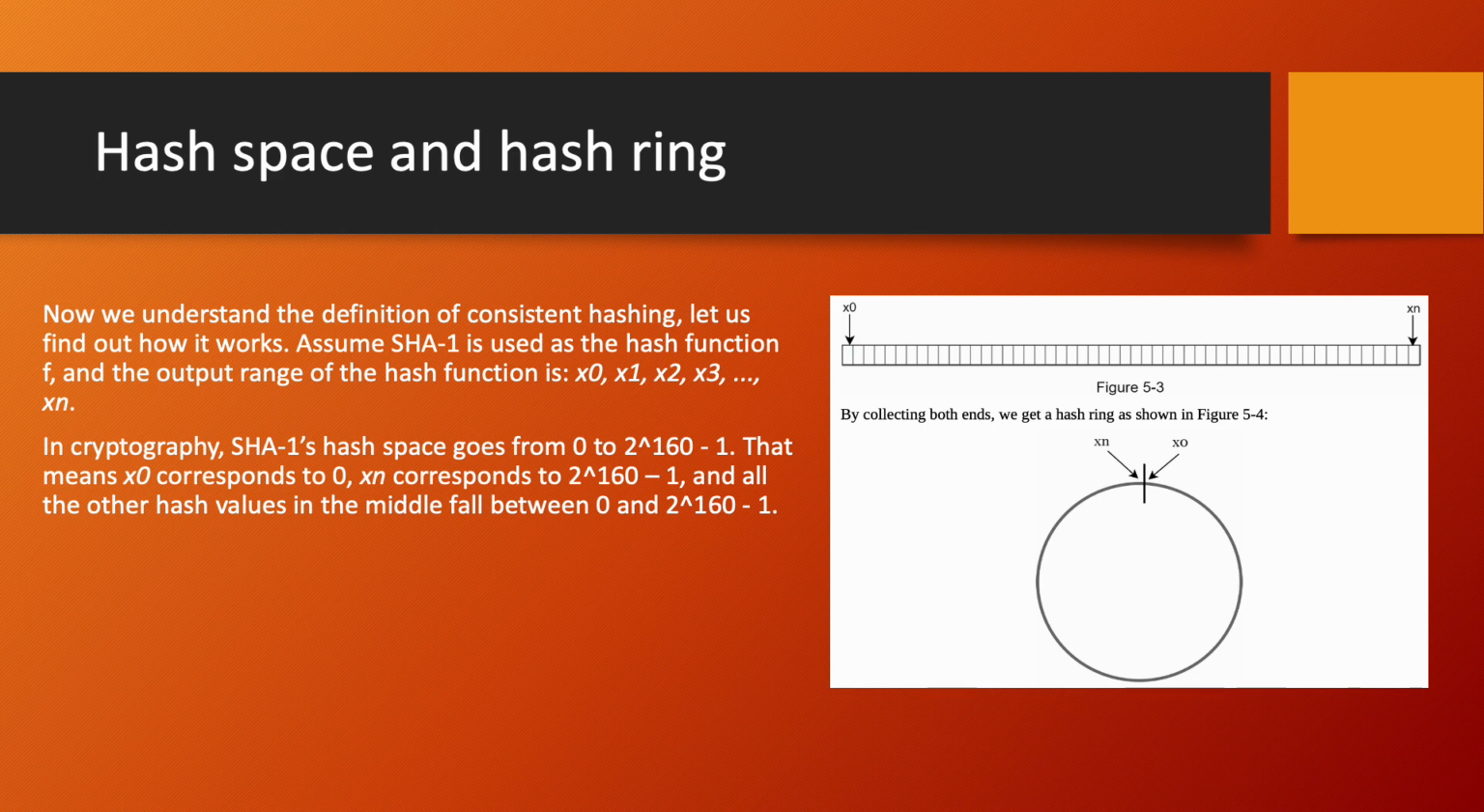So, hash space and hash ring. Now that we understand the definition of consistent hashing, let us find out how it works. Assume SHA-1 is used for the hash function f, and the output range of the hash function is x0, x1, till xn. In cryptography, the SHA-1 hash space goes from 0 to 2^160 minus 1. That means x0 corresponds to 0, xn corresponds to 2^160 minus 1, and all other hash values fall in the middle between 0 and 2^160 minus 1.